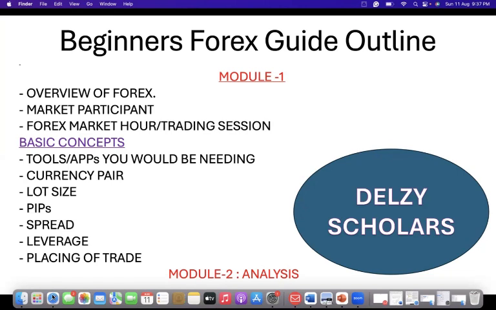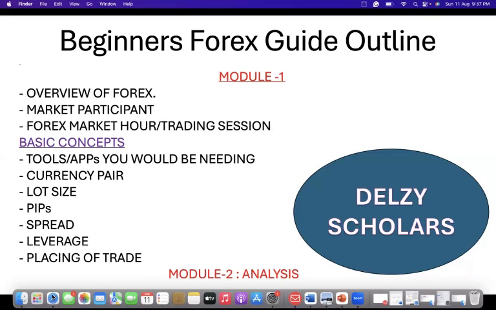Now what is forex? The word forex is derived from foreign exchange. It's a short form of foreign exchange. So forex is basically the simultaneous buying and selling of currency. You buy, and the person selling to you is selling a particular currency, and you're buying it using another currency.